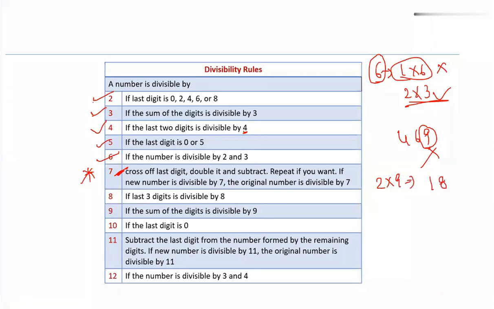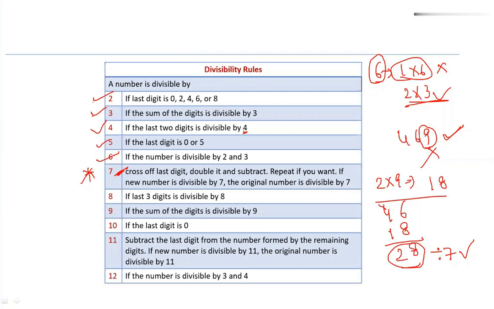And subtract means you have to subtract that from the remaining value. What is the remaining value? It's not 460, guys. If you remove the last place, the number becomes 46. From 46, you have to subtract this 18. So 16 minus 8 is equal to 8, 3 minus 1 is equal to 2, giving 28. Whatever value you get, if that is divisible by 7, then the entire number is divisible by 7. So the number we have taken, 469, is divisible by 7. That is the process.